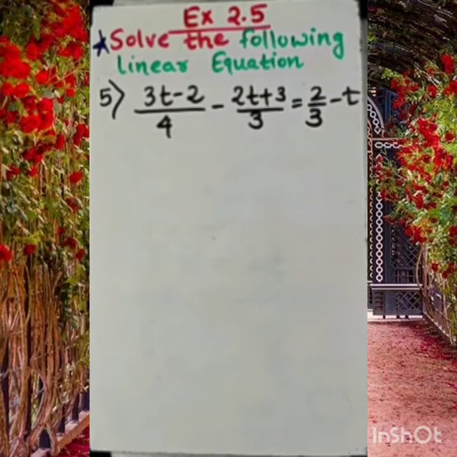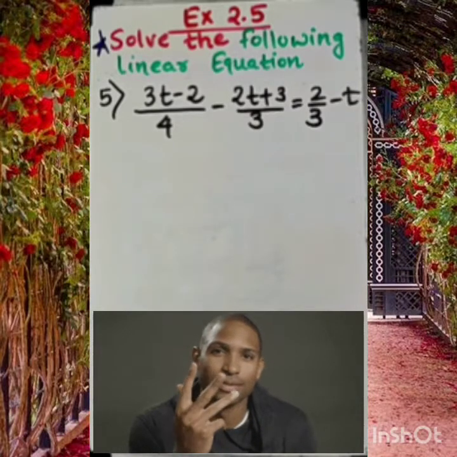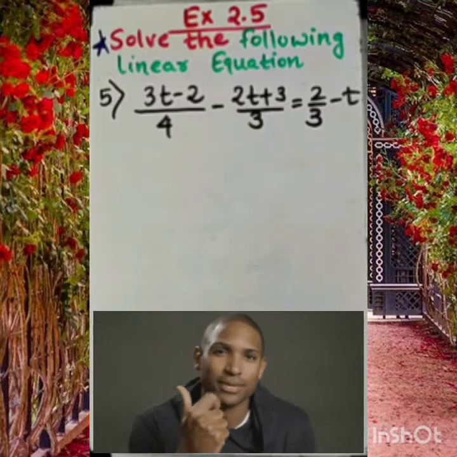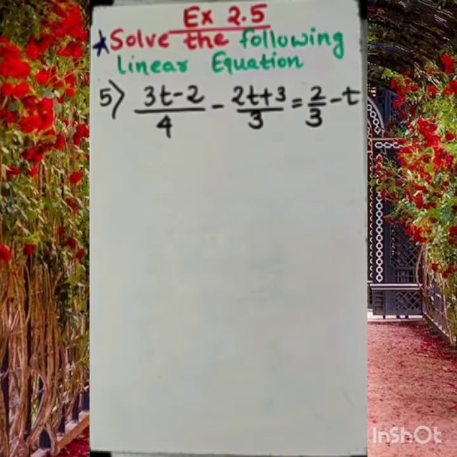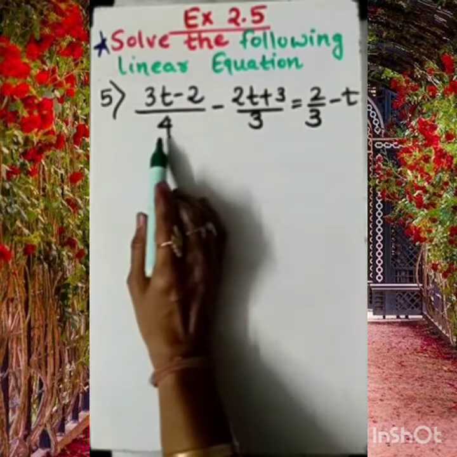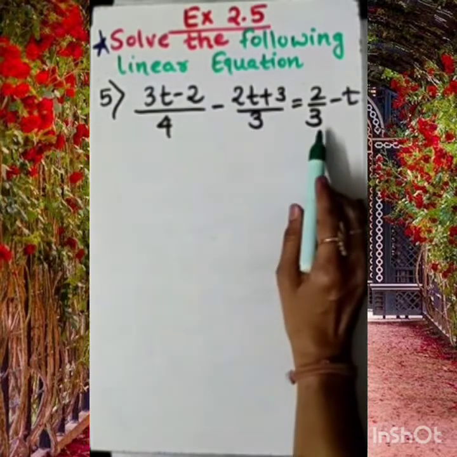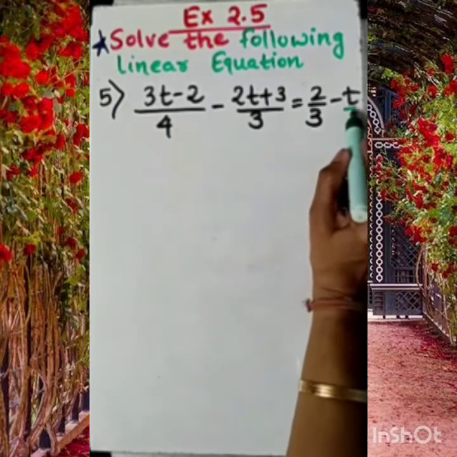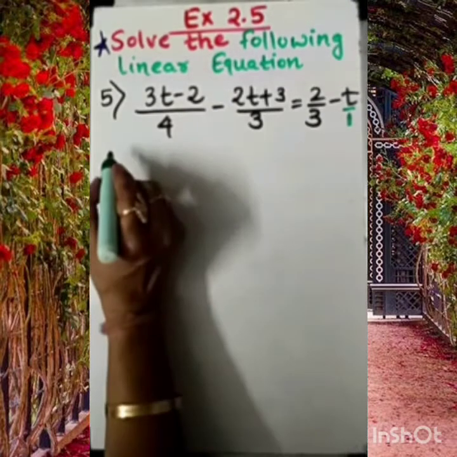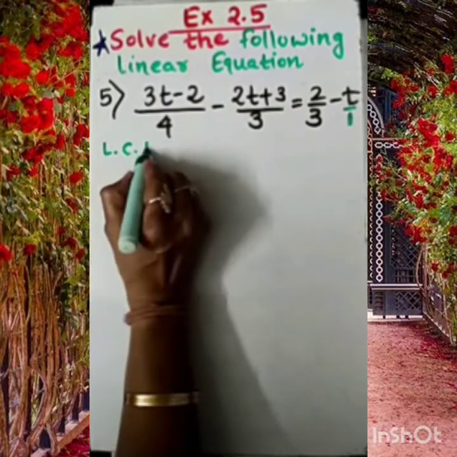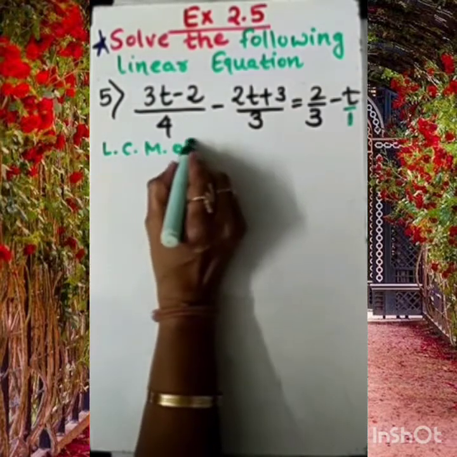So my dear student, the fifth question is on your screen. 3t minus 2 by 4 minus 2t plus 3 by 3 equal to 2 by 3 minus t. First of all, you can see there is a denominator here, a denominator here, and here there is nothing, so let me consider 1. It will be convenient for us if we assume that is 1. Fine. So dear student, let's take the LCM of LHS and RHS all together.